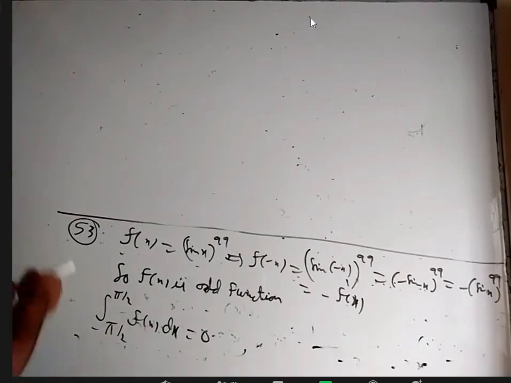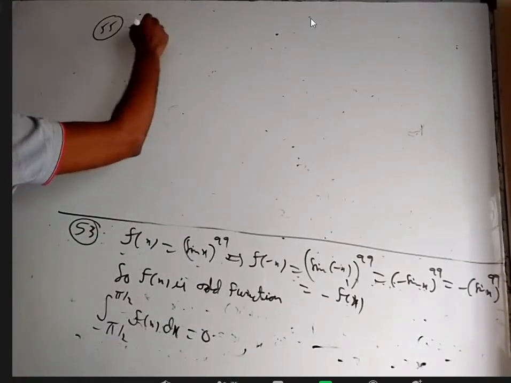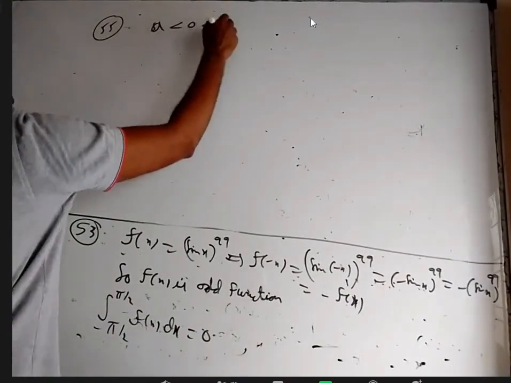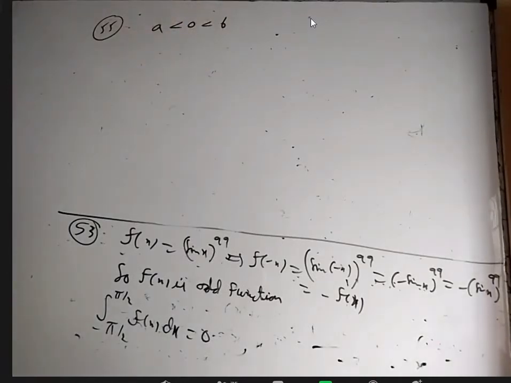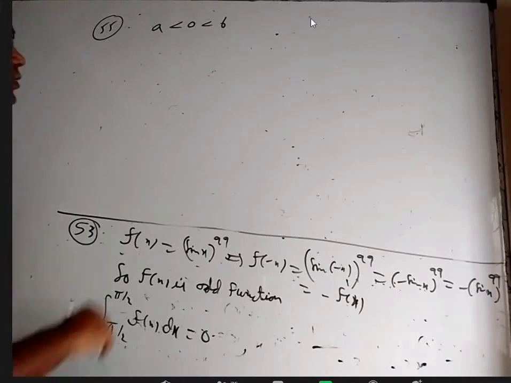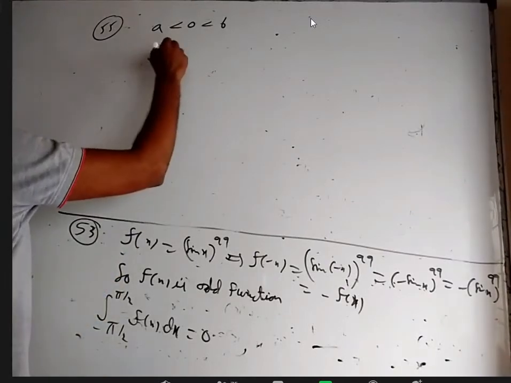Okay, in 55, they gave a less than 0 less than b. A is negative and b is positive. They want the integral a to b of mod x by x. Okay, their function is mod x by x.